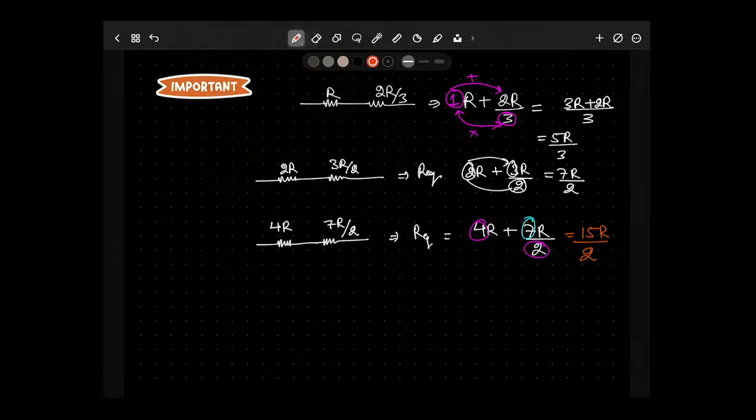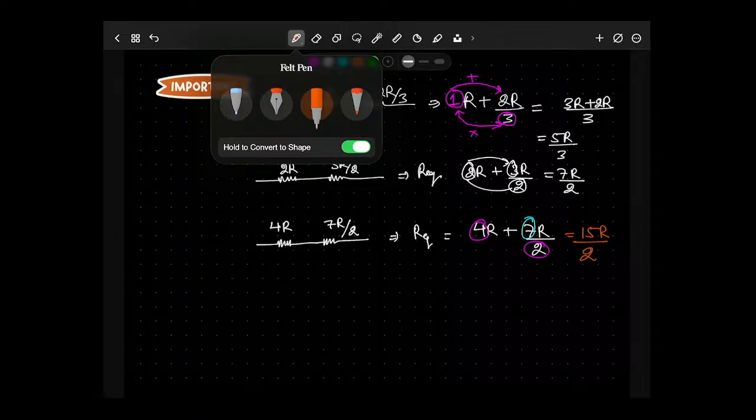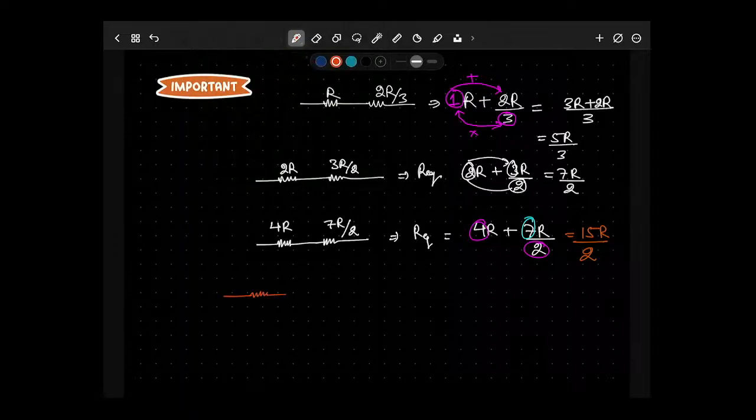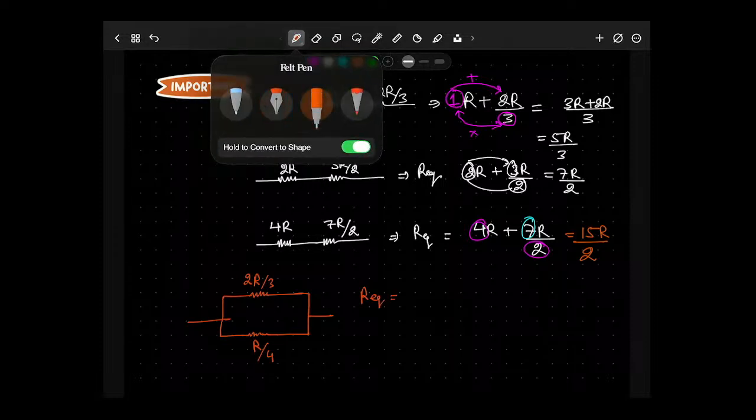For parallel, what you can do, if this is a resistance, suppose it is 2R, and this is a resistance, or let me take some more complicated value, 2R by 3 and R by 4, suppose, and you have to find the R equivalent. So how will you find the R equivalent?